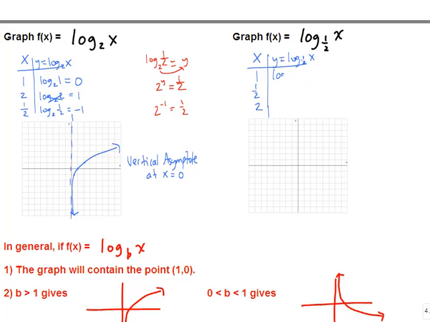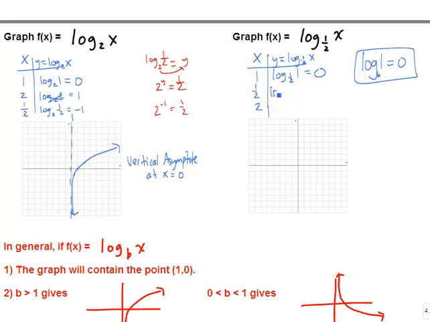So let's see y again. If I plug in 1, this is saying what exponent do I need to raise 1/2 to in order to get 1? Well, 1/2 to the 0 gives you back this 1. So the answer here is just 0. Log of 1 is always 0, no matter what the base happens to be. Okay, so that's something you want to memorize.